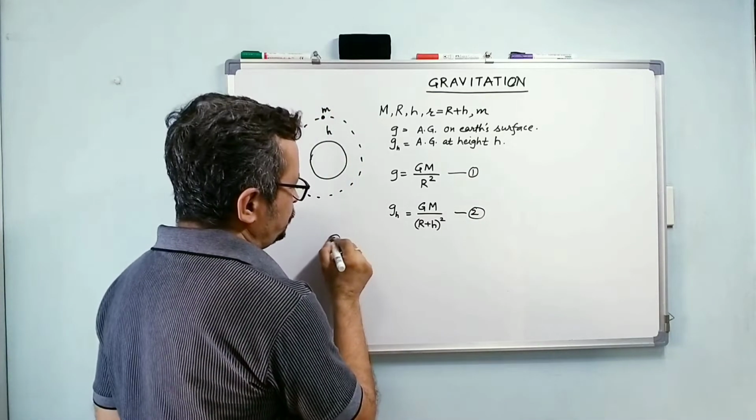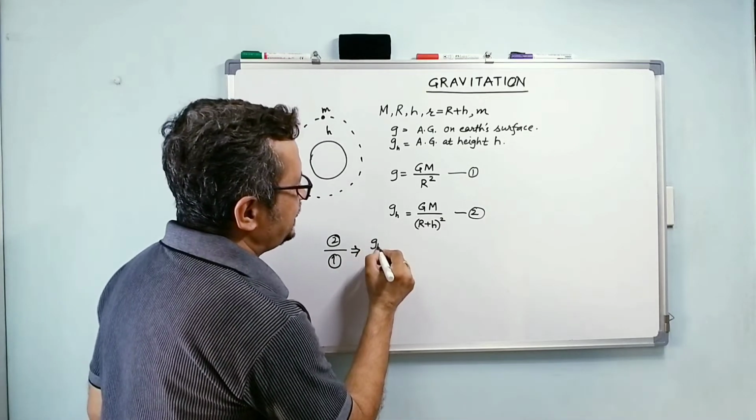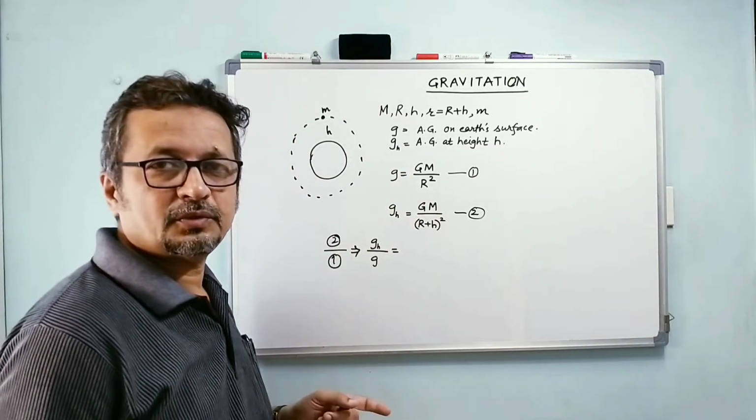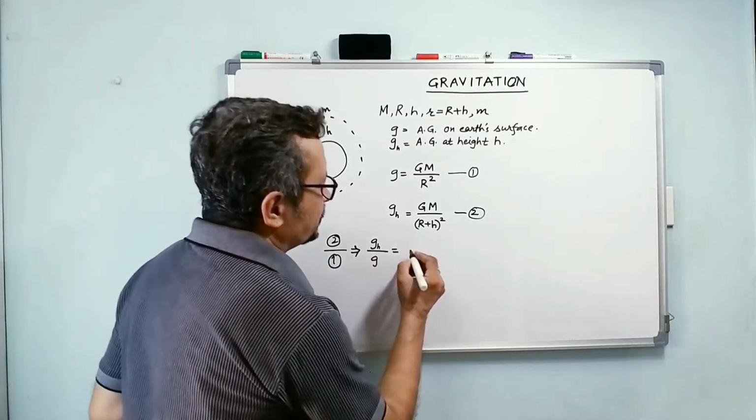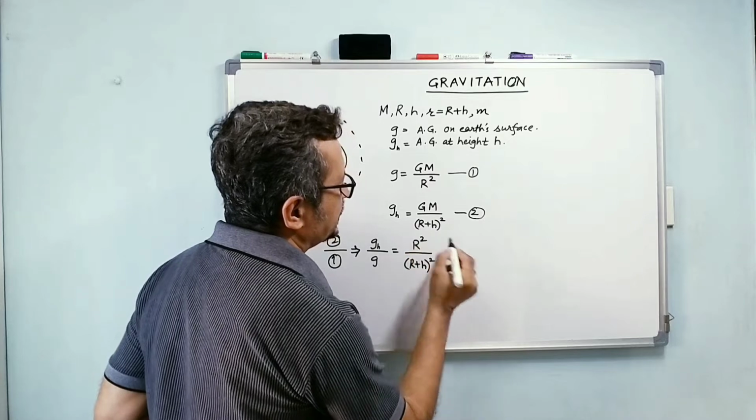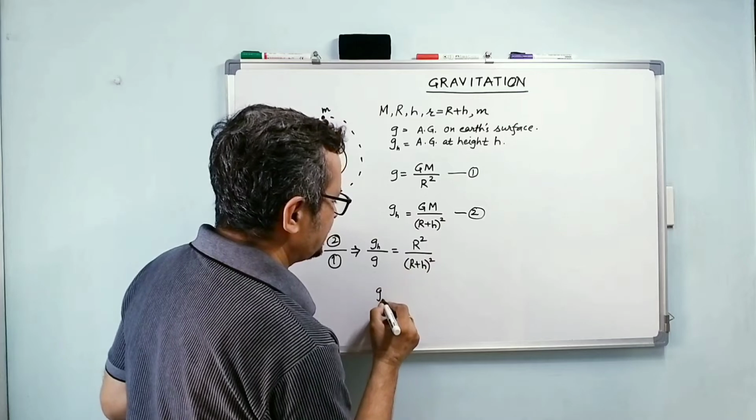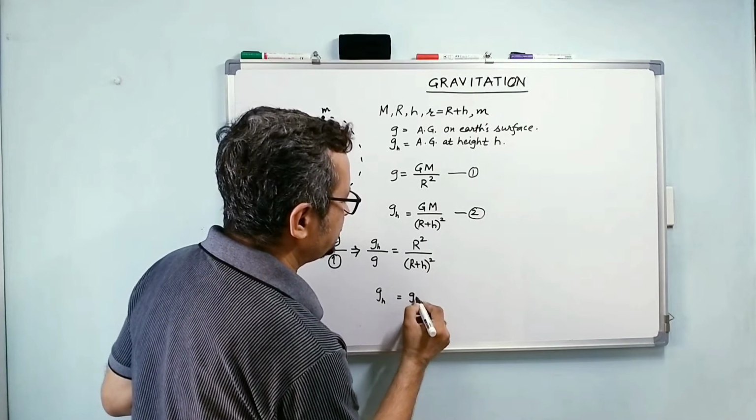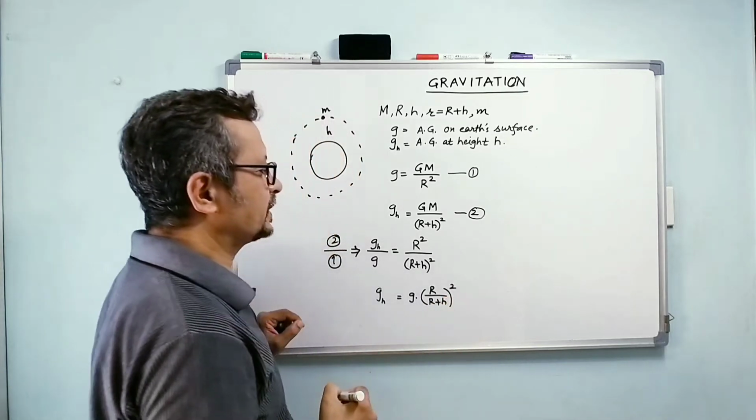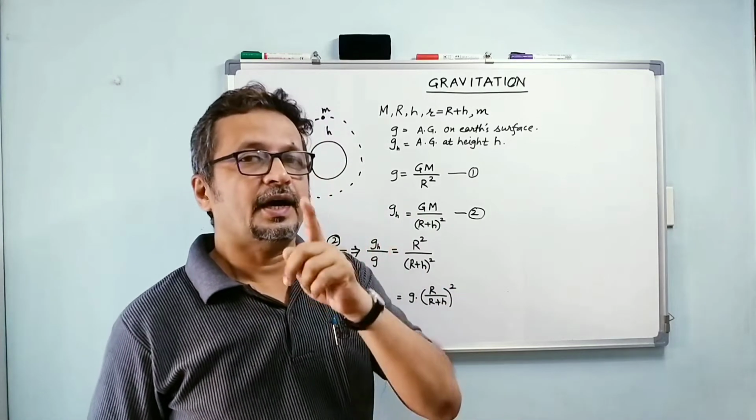If I do 2 upon 1, that would simply imply that gh upon g is equal to, now this GM and this GM are going to get cancelled, both the quantities in the numerator, correct? So (R plus h) square is in the denominator and R square will go in the numerator, correct? So we can simply say that g at height h is equal to g into R upon (R plus h), whole square, correct?